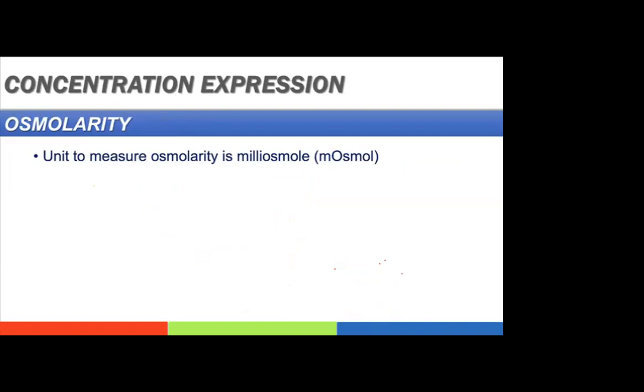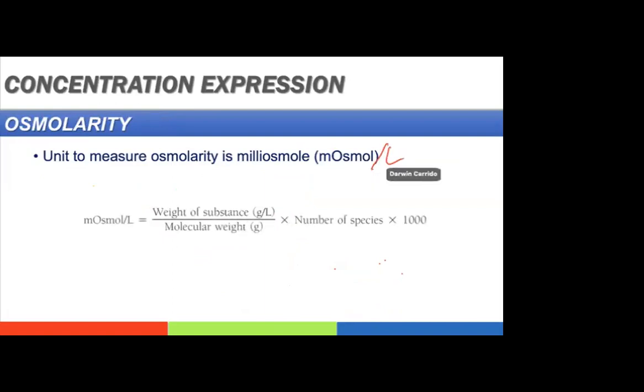Another concentration expression is osmolarity. The unit for osmolarity is milliosmol per liter or mosmol per liter. And the formula is this. You have no choice but to memorize. The formula is equal to the concentration, take note of the unit, gram per liter, divided by the molecular weight in grams only, multiplied by the number of species times 1,000. Concentration in gram per liter divided by molecular weight in gram times number of species times 1,000.